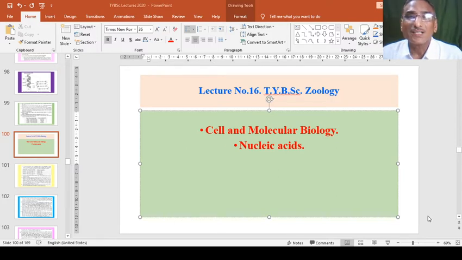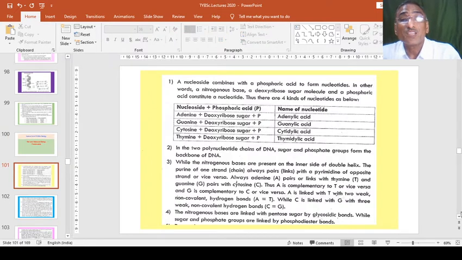We will continue with lecture number 16 on cell and molecular biology. Last time we have seen the nucleic acids, DNA and RNA. We have seen the structure of DNA, their base pairs, their nucleotides, nucleosides, then purines and pyrimidines, and everything we have seen. Again, we will throw a look over these nucleosides plus phosphoric acid and the names of the nucleotides. We have seen the nucleosides.